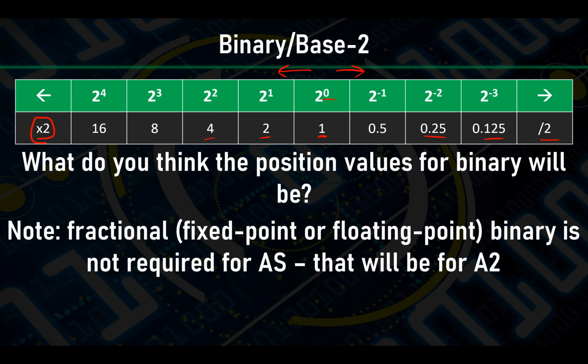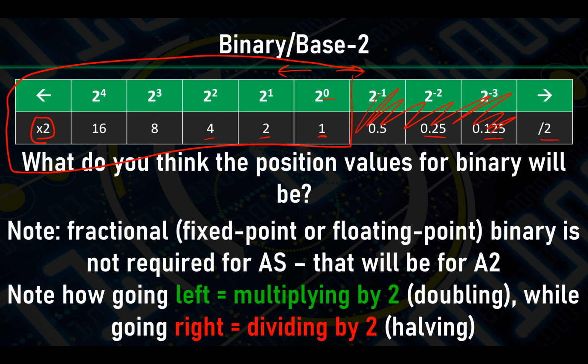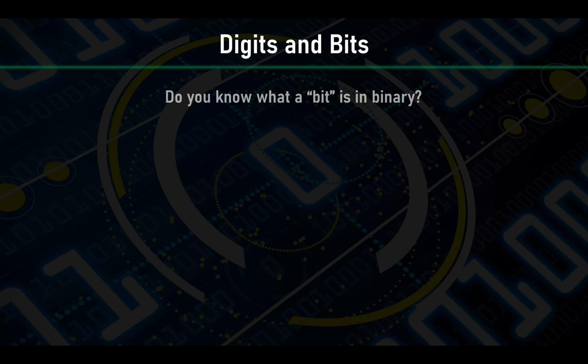Now, the good thing to know is that fixed point and floating point are two different ways to represent non-integer, or real, numbers. This is not required for AS, that's only for A2. So you can just ignore this for AS, since for AS we're only going to be focusing on whole numbers when talking about binary. And again, just to recap, going left is multiplying by 2, or doubling, while going right is dividing by 2, or halving.